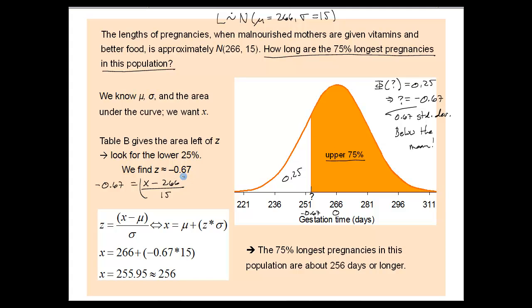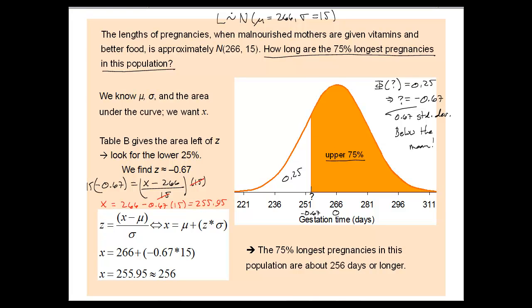Now when we solve for x here, the first thing we would do is multiply through by 15. Whatever you do to one side, you do to the other. In this particular case, the 15s would cancel on the right. And then to work from here, I'd add the 266 across. So I'd get x equal 266 minus 0.67 times 15. And I get here 255.95. So again, take a minute to verify that.